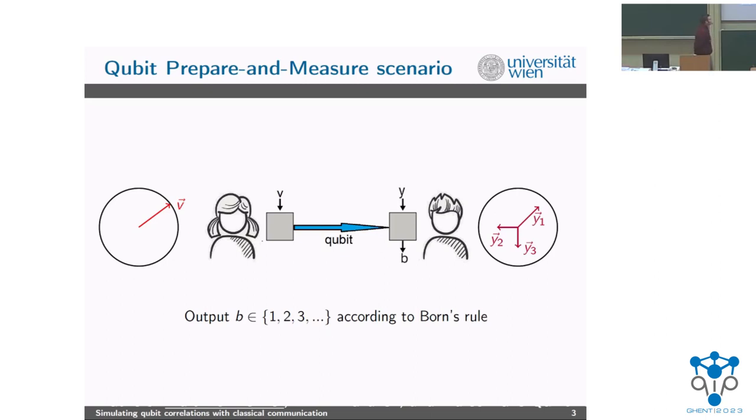It's a bipartite setting, and they are allowed to send a qubit to each other. Alice can prepare the qubit in any state she wants, and Bob can take the received qubit and apply any measurement that he wants, and then he produces an outcome that follows the laws of quantum mechanics, so Born's rule. So, what is interesting about this scenario? It's the most primitive scenario we can think of for a quantum communication task.